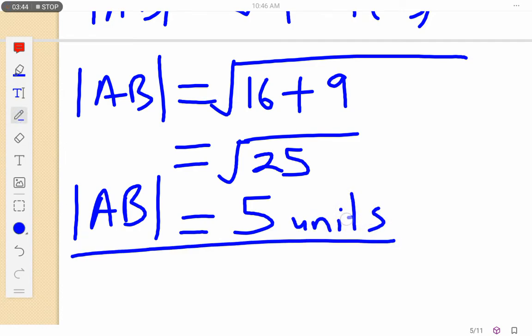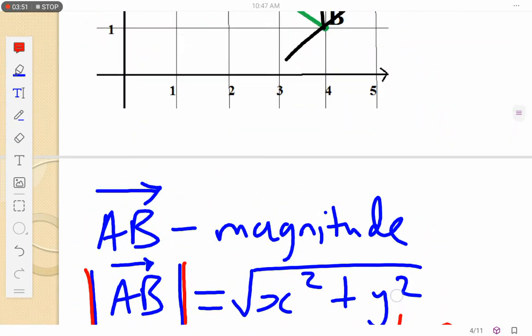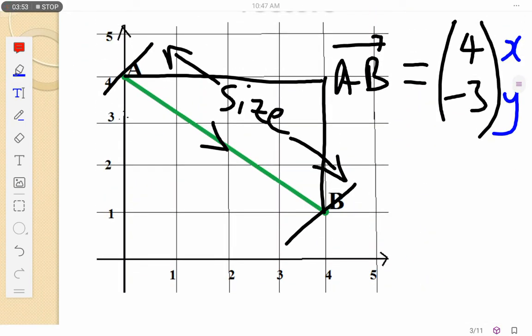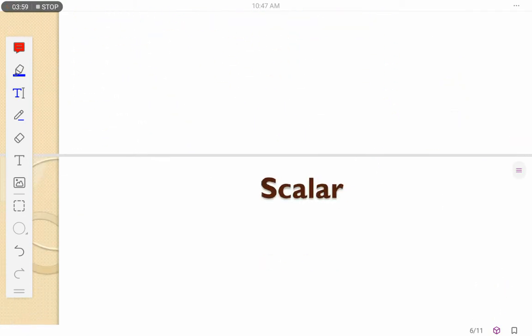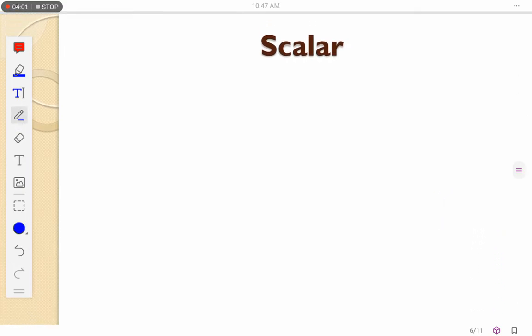Okay, so that's the first method that we use. Let me go back and see if I can show you from my diagram. It's not that clear, so I will show you in the next video. Okay, let's look at scalar.